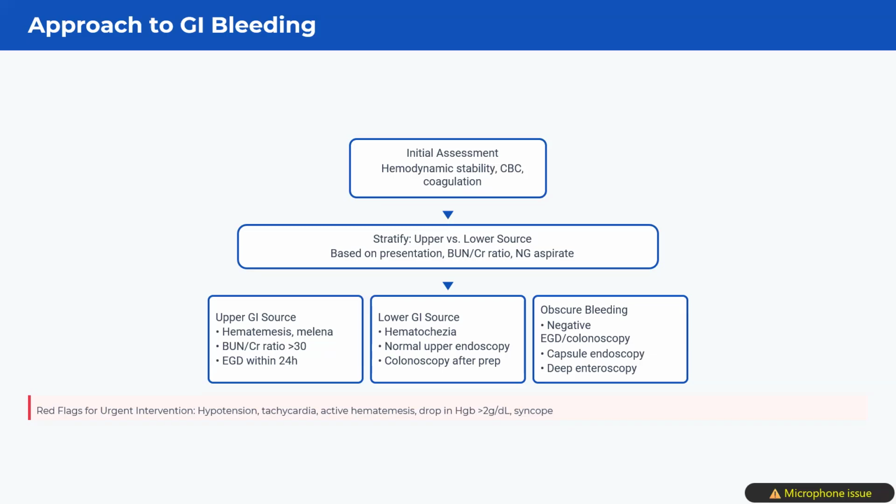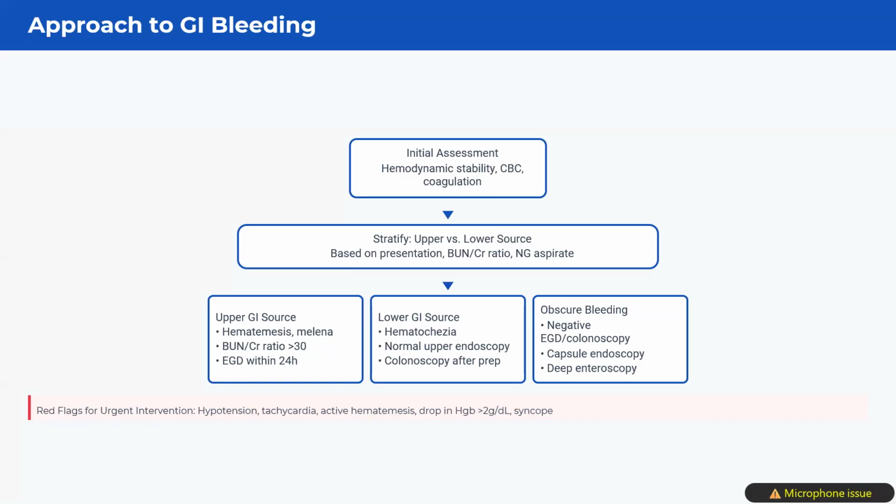So the initial assessment is to establish stability before specificity. Begin with a hemodynamic assessment in any GI bleed. We don't care about the source until we can get them stabilized, because they may not live long enough. So immediately you're going to look for hypotension, tachycardia, and orthostasis.